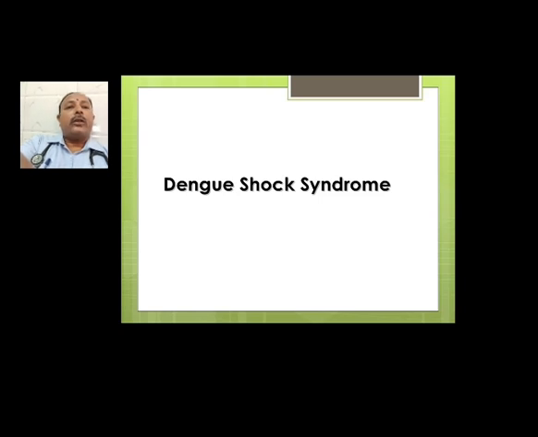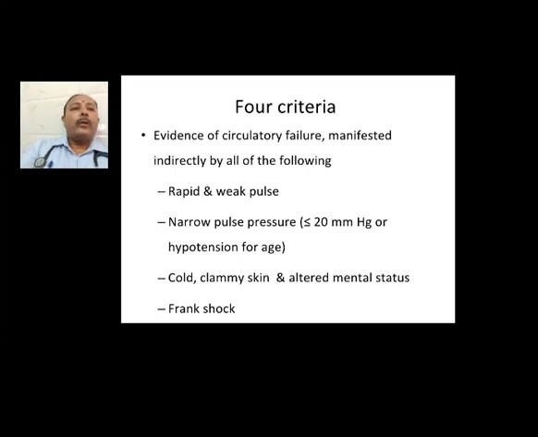Now, dengue shock syndrome, that is DSS. There are 4 criteria for DSS: evidence of circulatory failure, manifested indirectly by all of the following: rapid and weak pulse, narrow pulse pressure, that is equal to or less than 20 mm Hg, or hypotension for the age, cold clammy skin and altered mental status, and frank shock.